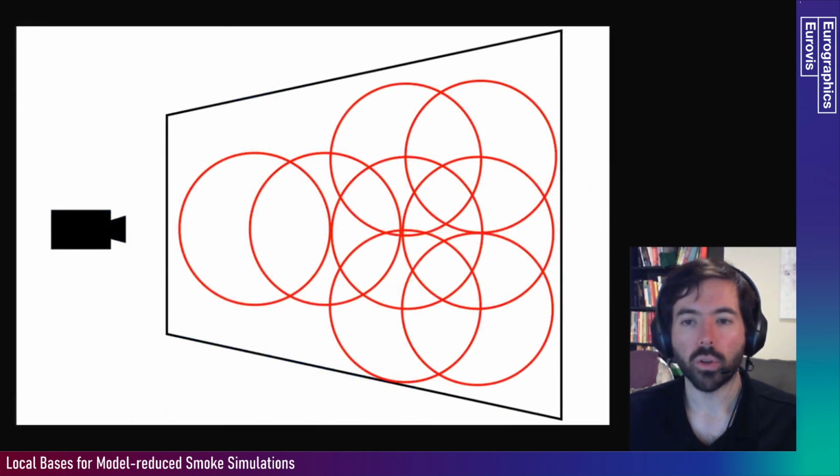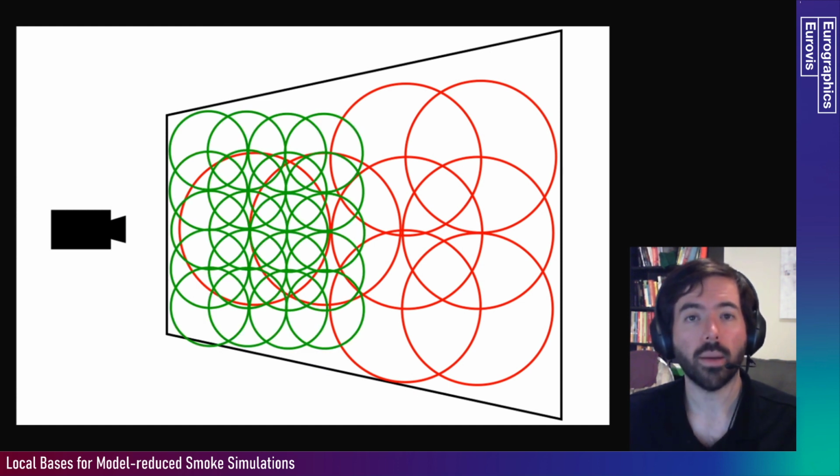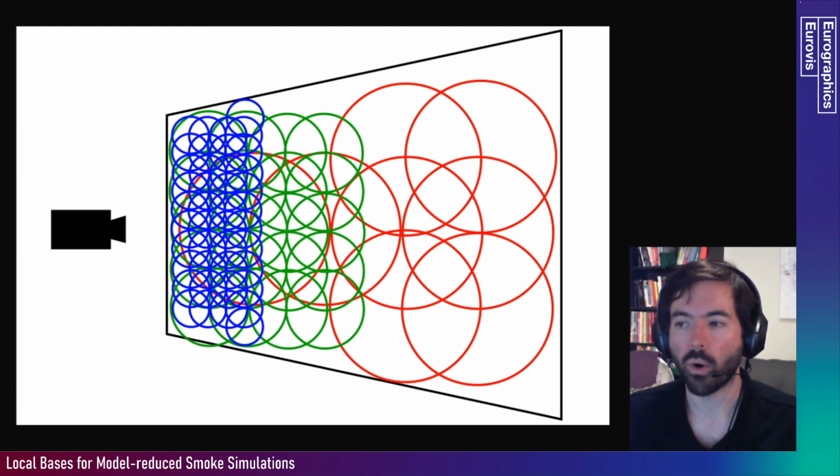We may also want to put coarse basis functions everywhere, but only place the finer elements closer to the camera, since this is where the user is more likely to see the finer details in the fluid. So having basis functions that are localized in space generally allows for more control over the way that we build the simulation space.